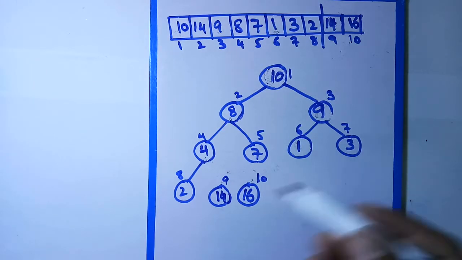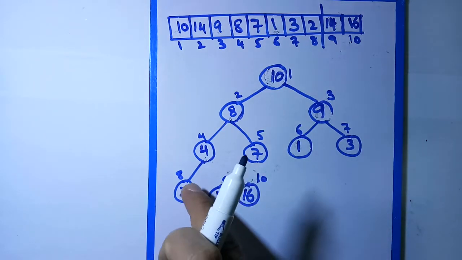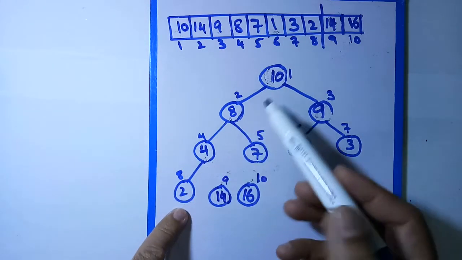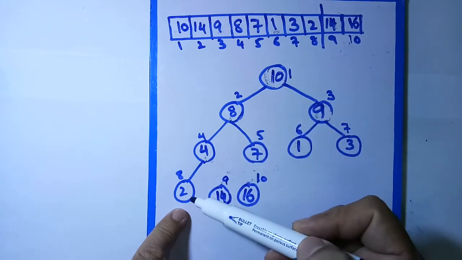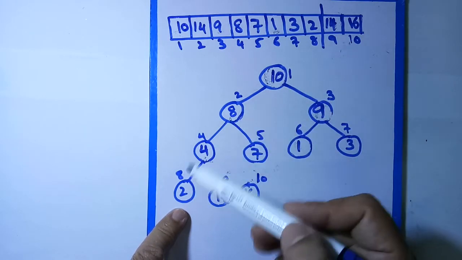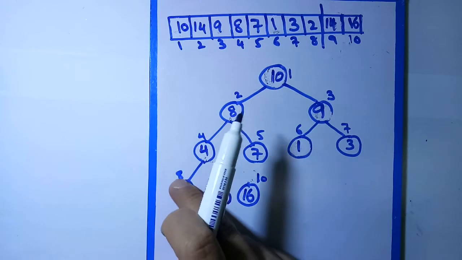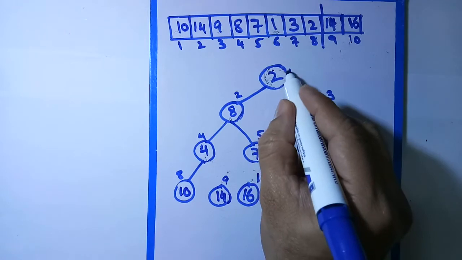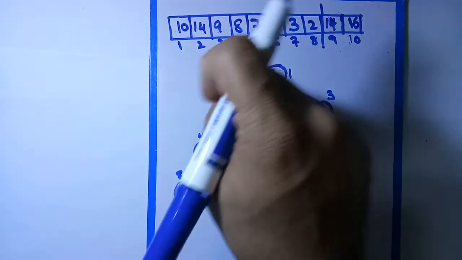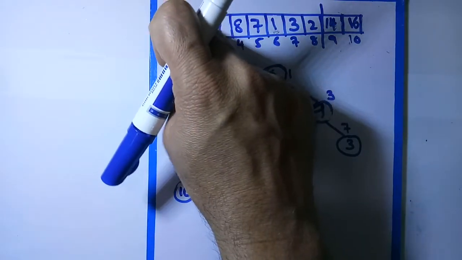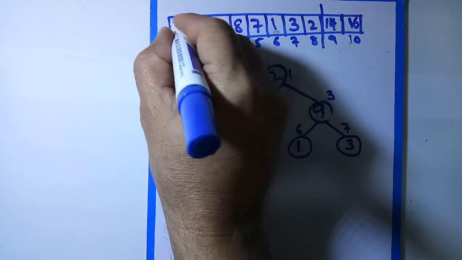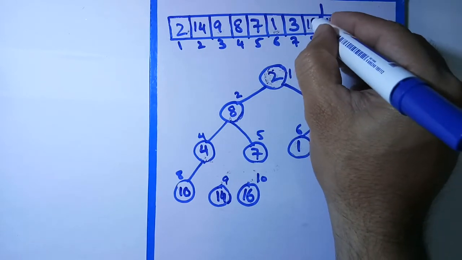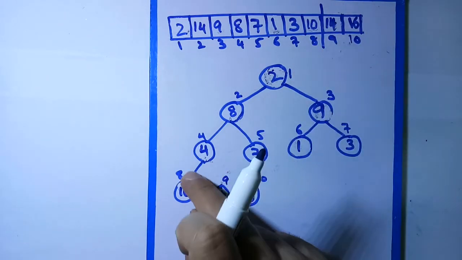And then what? Again repeat the procedure. First exchange the root node with the last element, that is, last index of the heap is 8. So 10 will come here and 2 will go in the root. Clear? So here 2 will come at position number 1 in the index, and 10 will come at the location number 8, and decrease the heap size by 1.